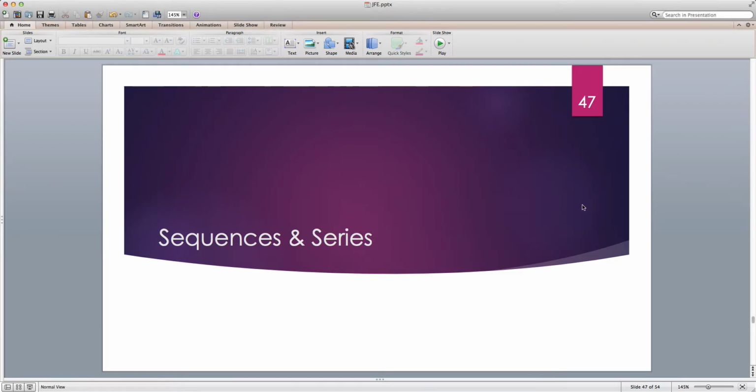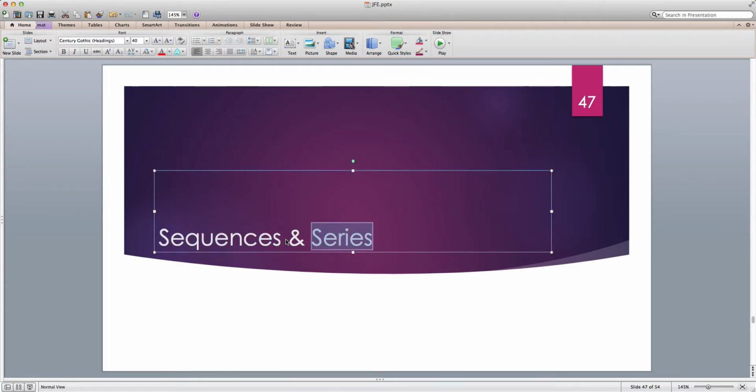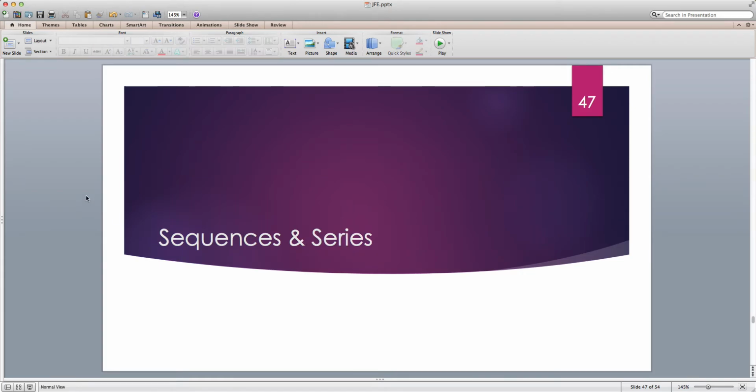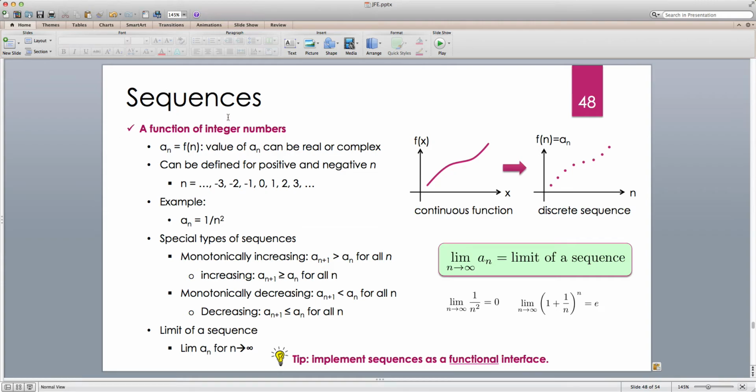In this tutorial I'm going to discuss sequences and series. These are important concepts in math and analysis, and I'll discuss how to implement them in Java. Now, a brief introduction to sequences. A sequence is basically a function of integer numbers.